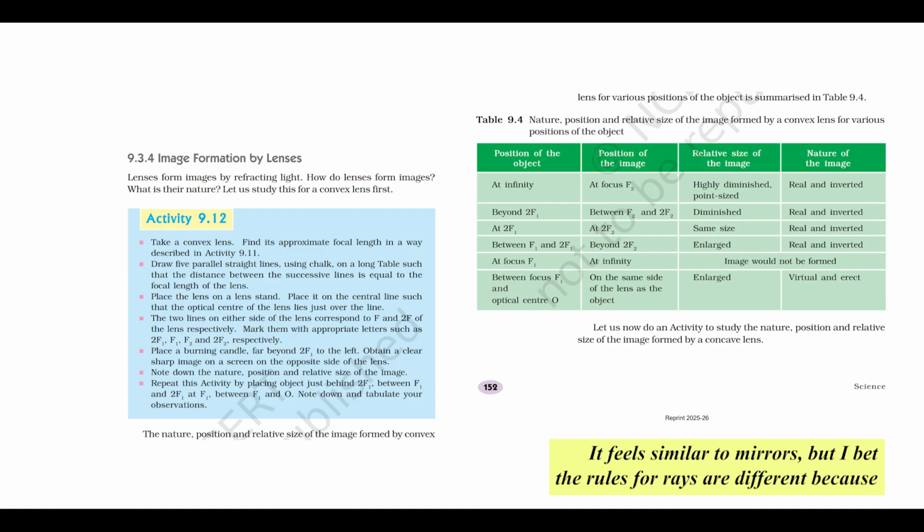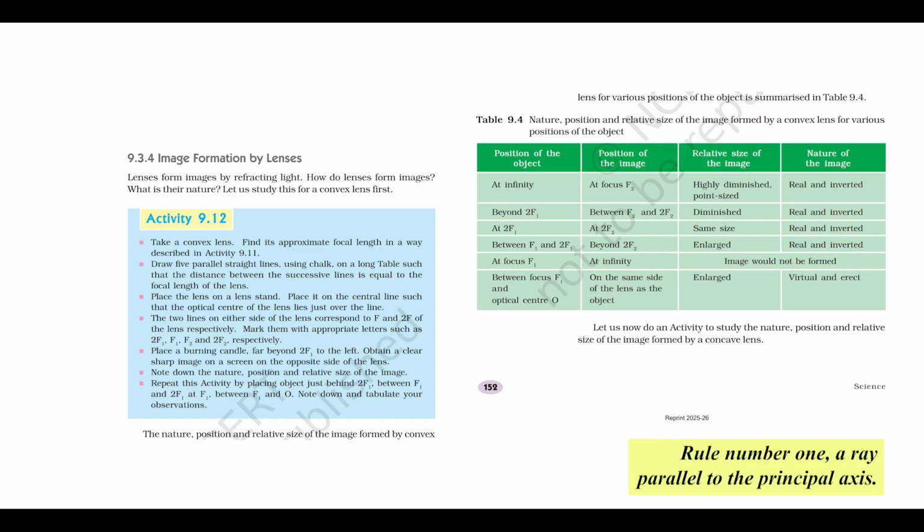It feels similar to mirrors, but I bet the rules for rays are different because it's refraction now, not reflection. You're absolutely right. The rules are adapted for refraction. Ray diagrams for lenses are just as crucial as for mirrors. We again use specific rays, but now we trace them through the lens. We generally use 3 key rays for lenses, and you only need 2 to find the image. Let's break down the 3 standard rays for lenses.